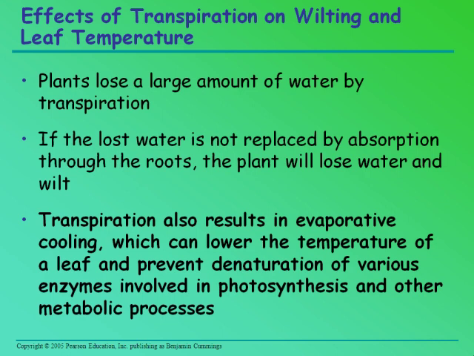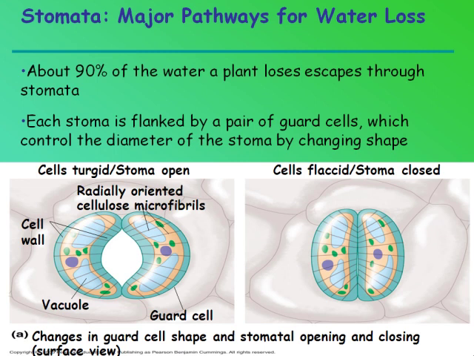When it's really hot, the stomata also close. And that's why C4 and CAM plants evolved for hot, arid climates. About 90% of the water a plant loses escapes through the stomata.